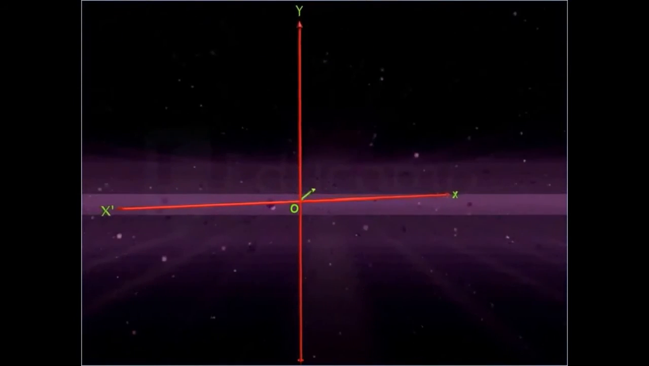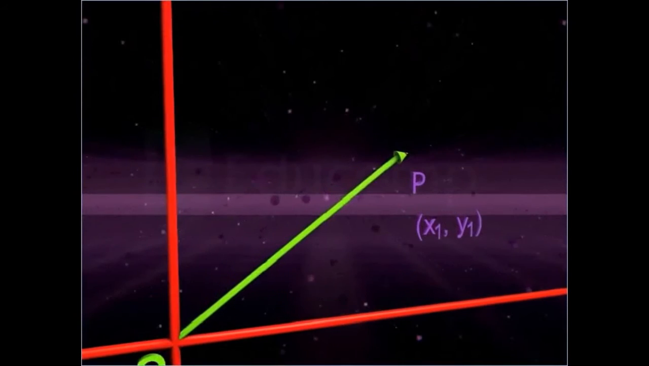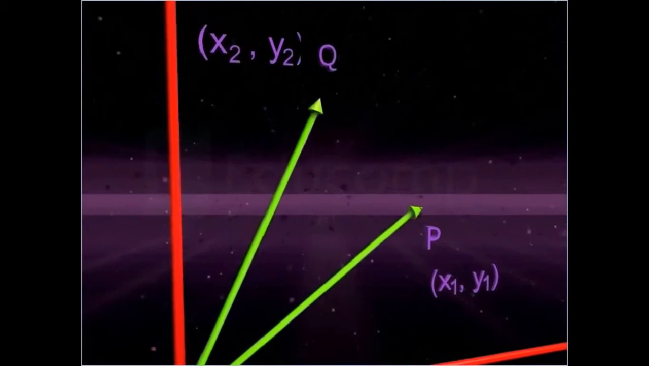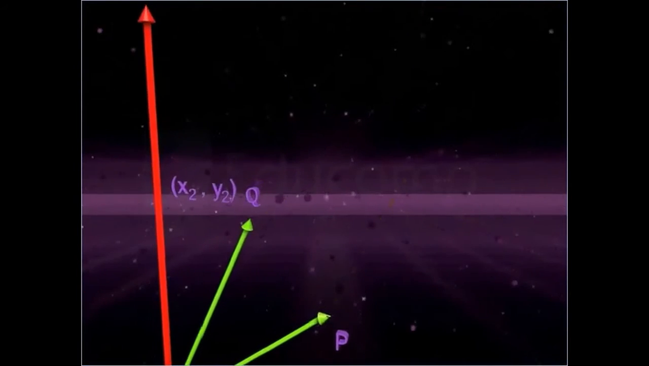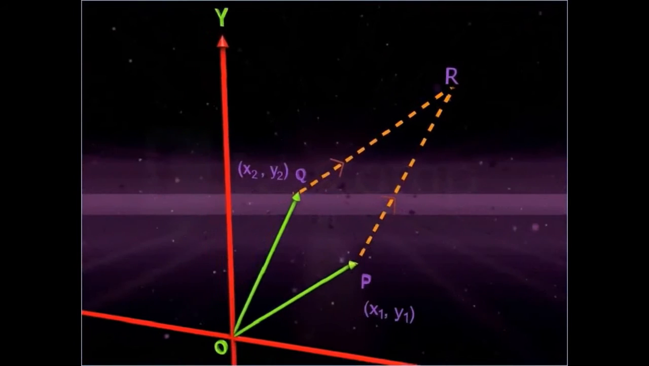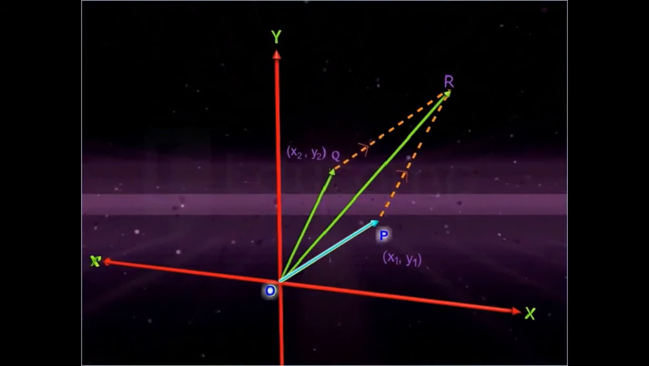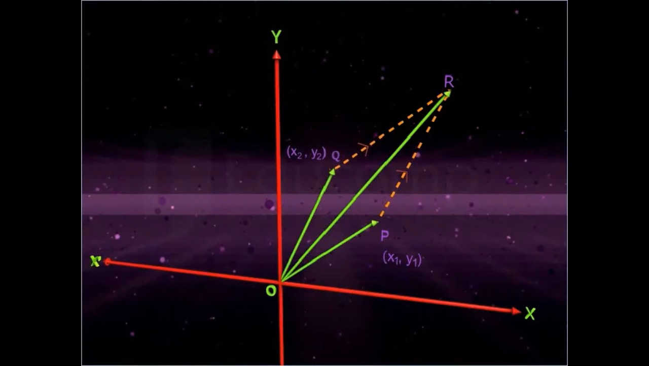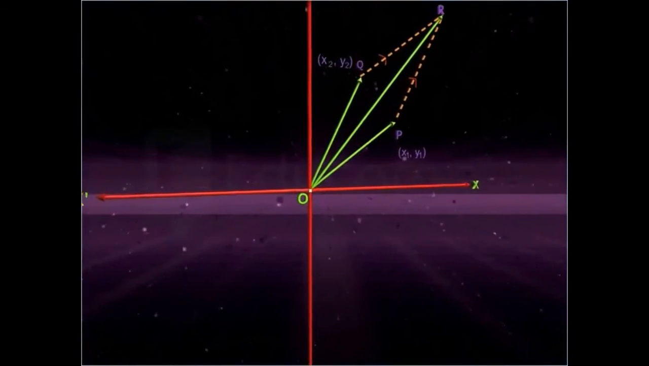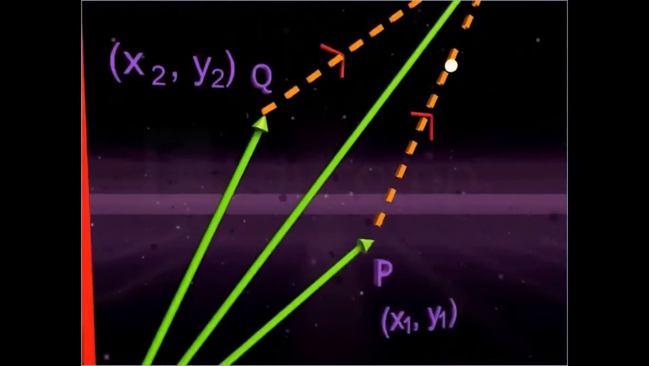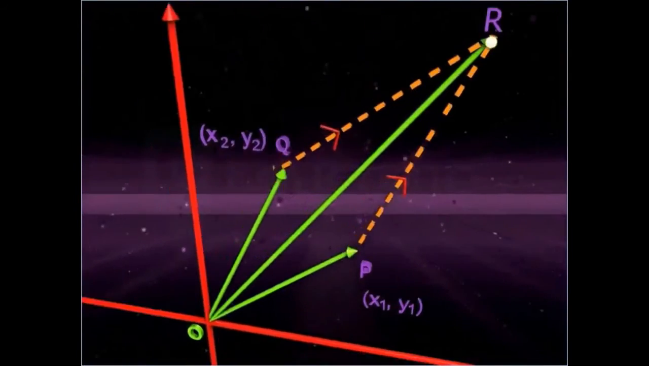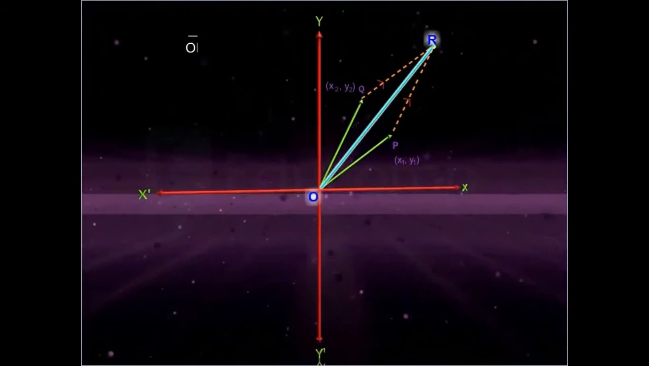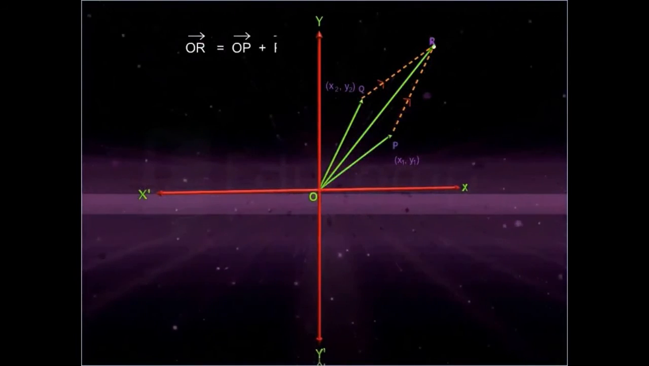Consider two complex numbers x1 plus iota y1 and x2 plus iota y2 in the Argand plane. To find the sum of these two complex numbers, draw a parallelogram OPRQ in which OP and OQ are the adjacent sides. If a particle is displaced from O to P and then to R, the final position will be the same as if it were displaced from O to R. Thus, vector OR is equal to vector OP plus vector PR.